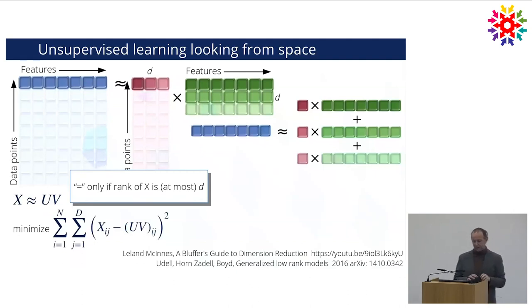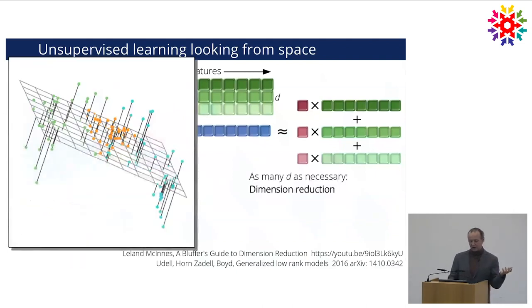The beauty of this general representation is that depending on how many dimensions you have, you end up in a different type of unsupervised learning. If you use as many dimensions as you need to minimize your error, basically not putting any constraint, you have dimension reduction. In particular, a linear kind of dimension reduction. Imagine that your data are in a high dimensional space and there is a low dimensional manifold, a plane, that goes through the data and explains most of them.